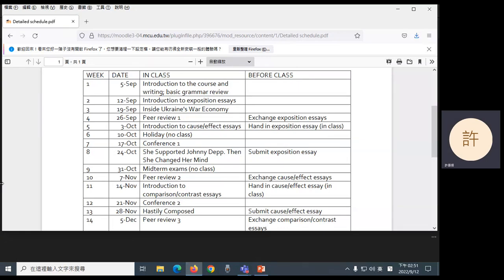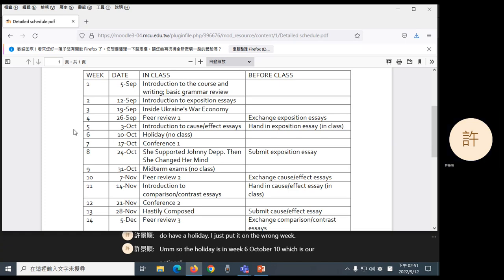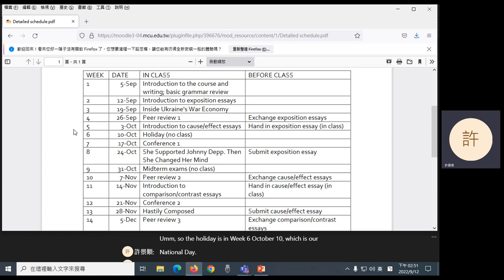Okay, so I went back and corrected the schedule. Turns out we do have a holiday. I just put it on the wrong week. So the holiday is in week 6, October 10, which is our national day. All of the other units are the same. The order is the same. I simply moved the holiday to a different week.